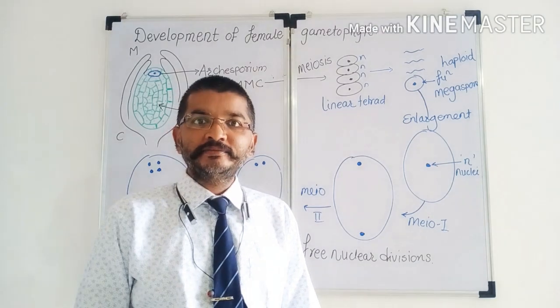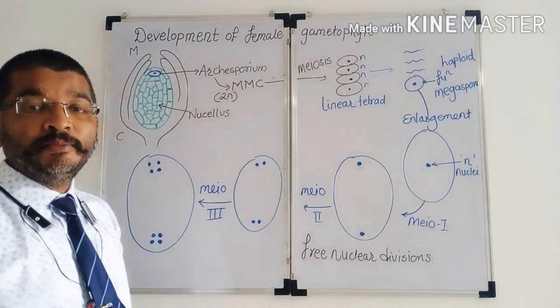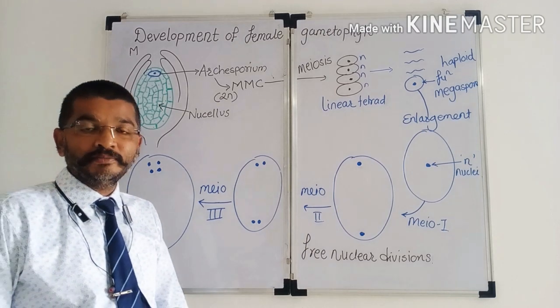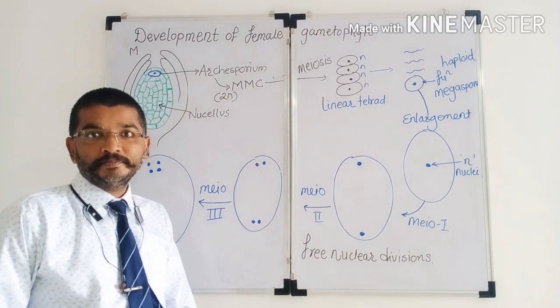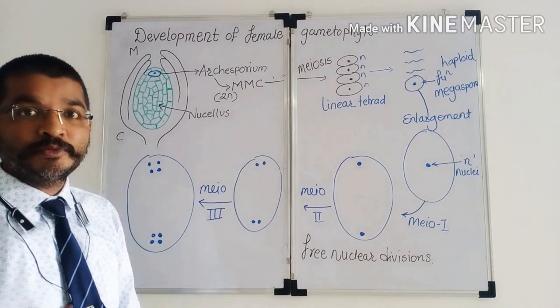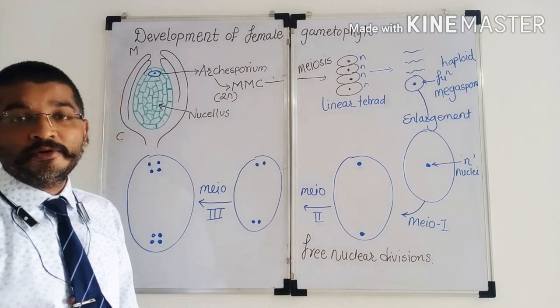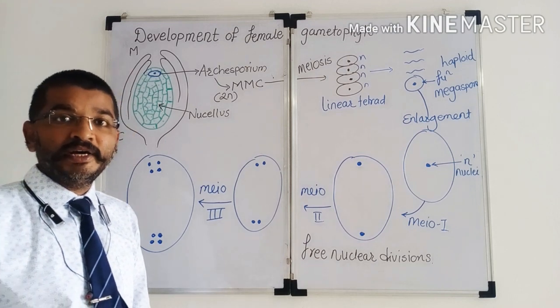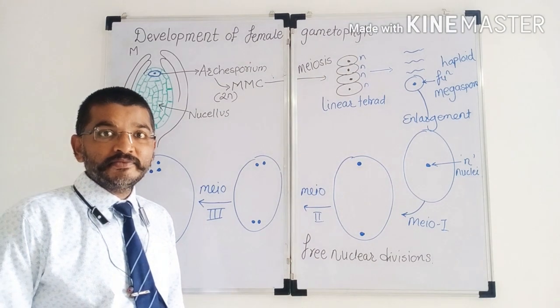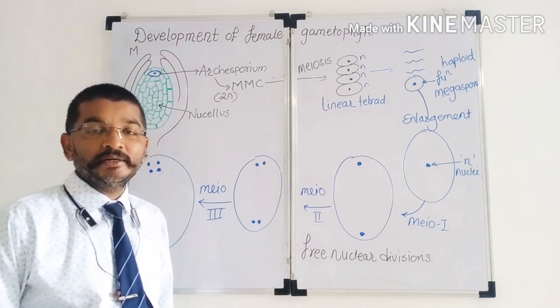In today's lecture, we are going to study the development of the female gametophyte in angiosperms. In the previous lecture, we had seen the development of the male gametophyte in angiosperms. Now we have to discuss the female gametophyte. It is also the same as the male gametophyte. The difference is that the female gametophyte is present or developed inside the ovule.